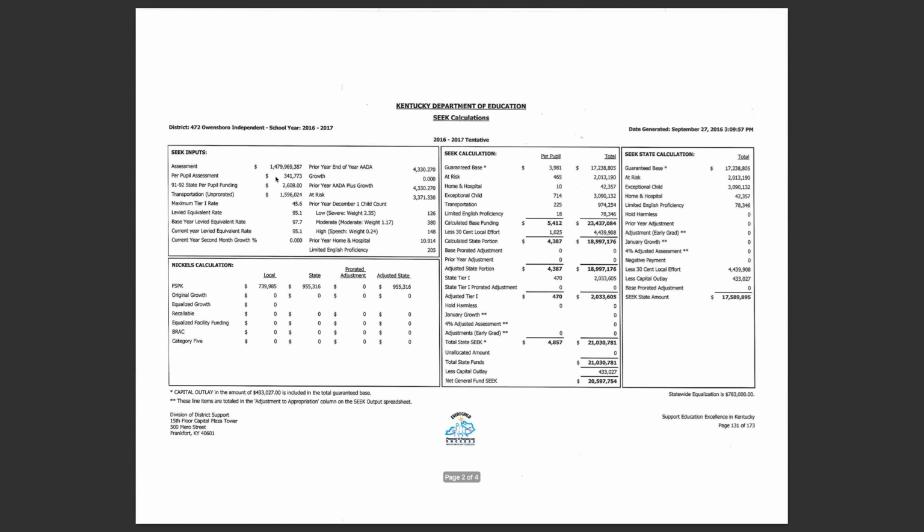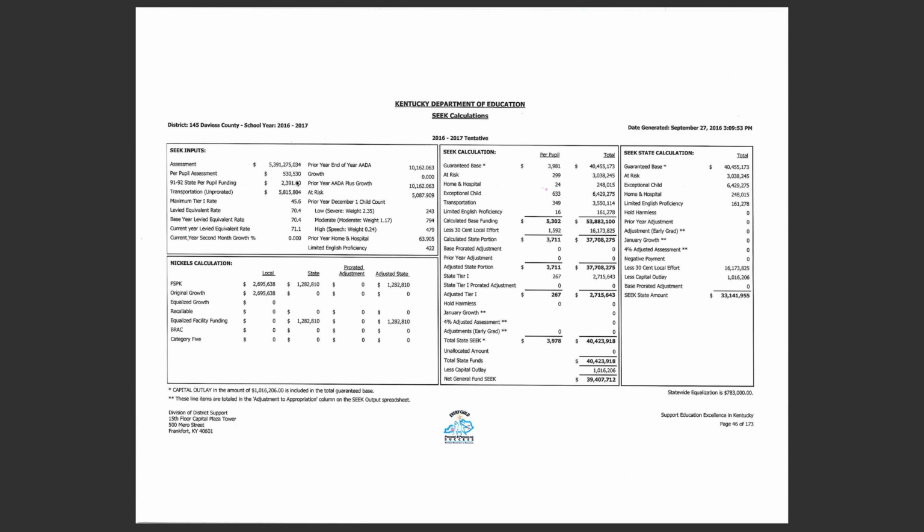I'm going to shift back here. If you look at the bottom corner here, you can see what the statewide equalization is, and that is the overall, the average per pupil assessment at the state level. And you can see it's $783,000 per pupil. That's the average. So you go to the next line and you see how Owensboro stacks up to that. You can see $341,000. That is the average property value per pupil in our district.